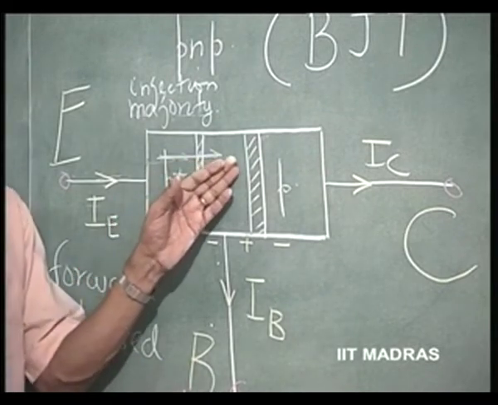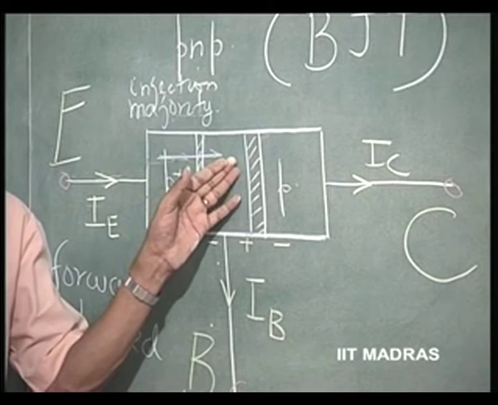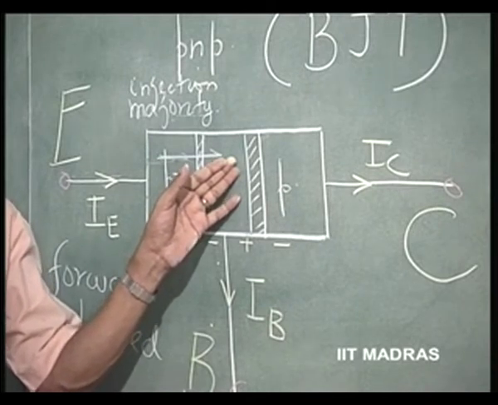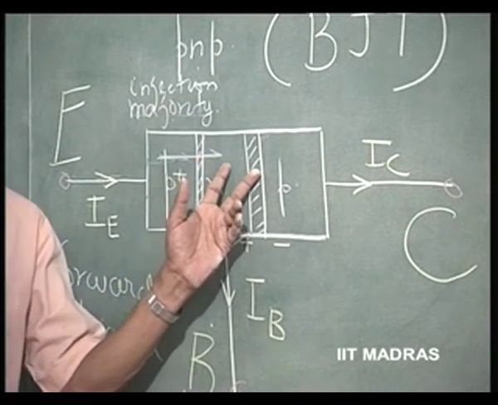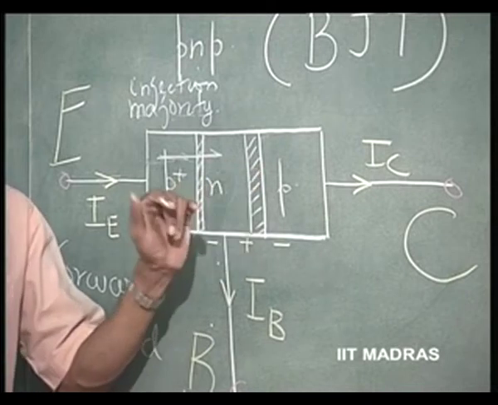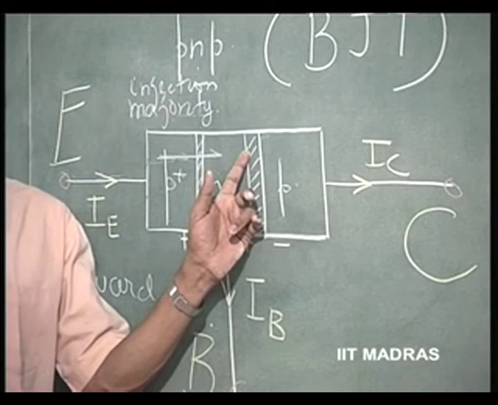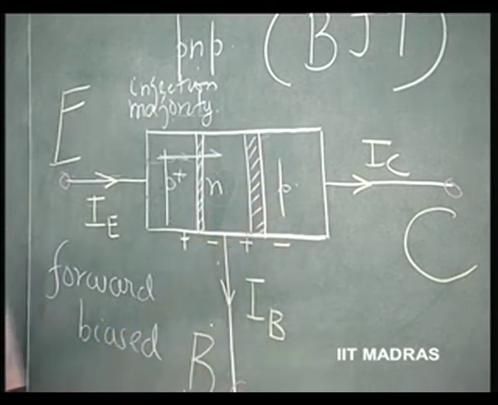So, after they come over here without getting lost, without recombining, this is called the recombination factor. This recombination factor should be kept close to 1. So, nothing is lost in this region. These injected holes will entirely come to this junction, and here this junction is reverse biased.